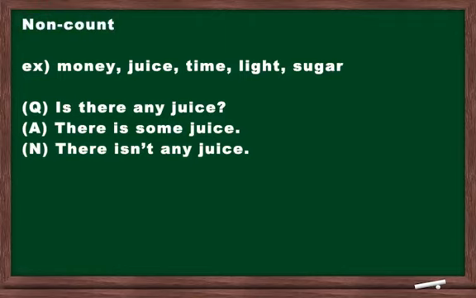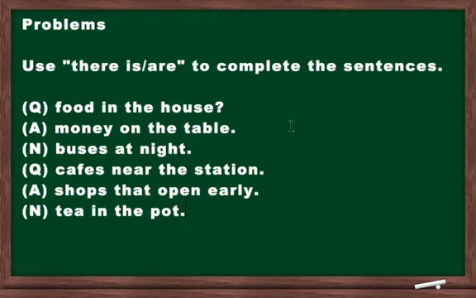So I think you guys got it, but let's go ahead and do just a few problems. Now you can pause if you want. You can pause and try to do this on your own. What we want to do is we want to use there is and are. So we're going to use there is and are to complete the sentences.